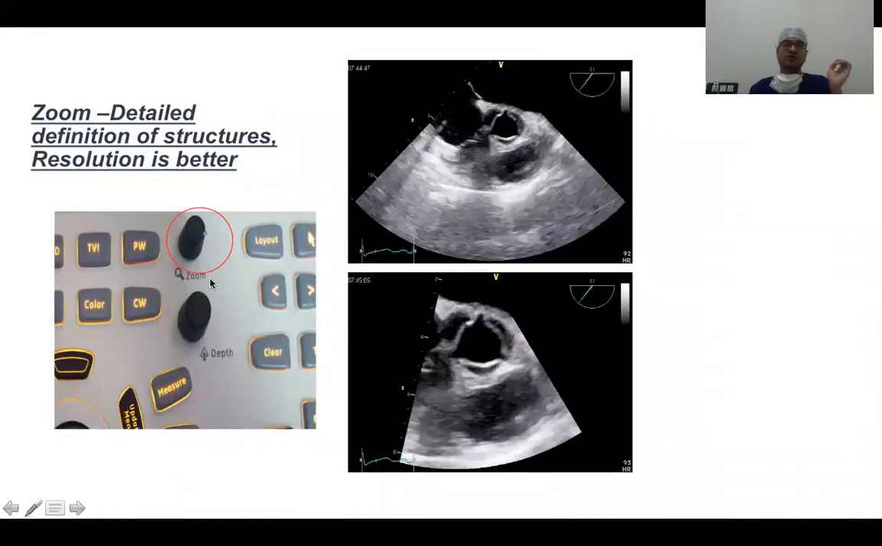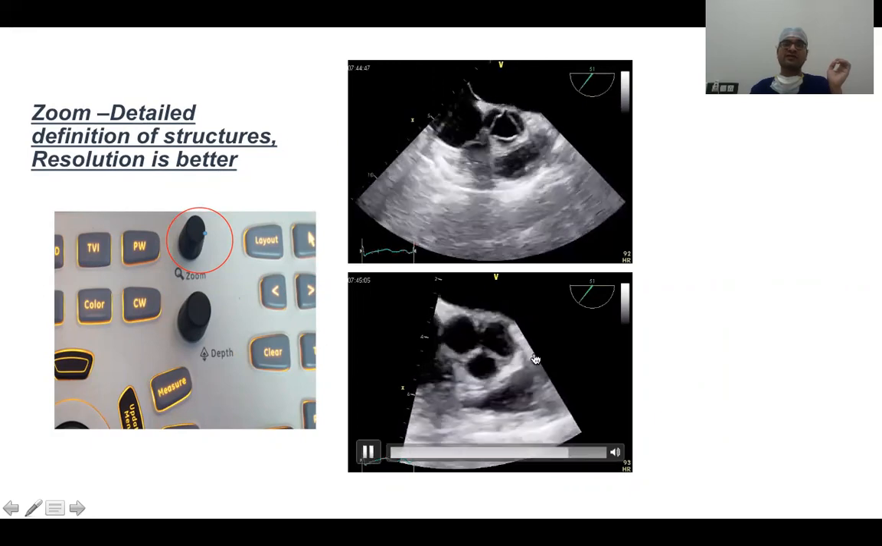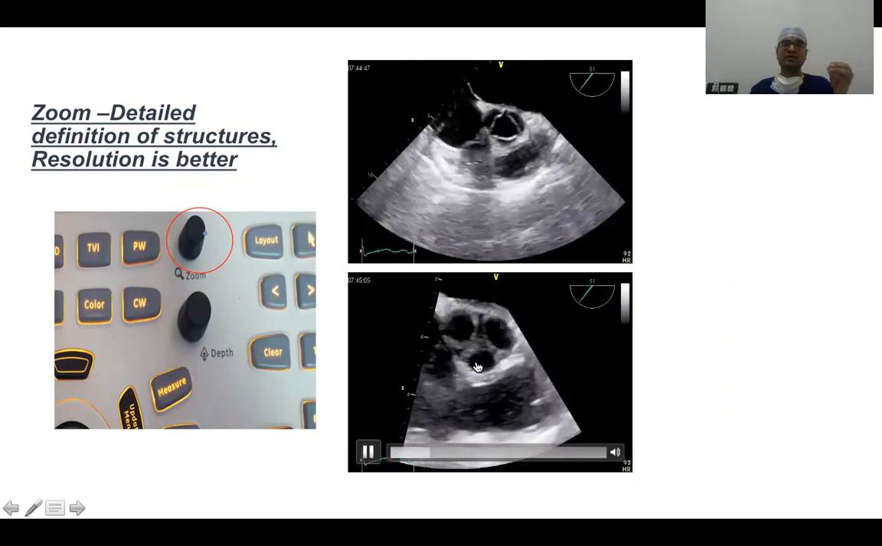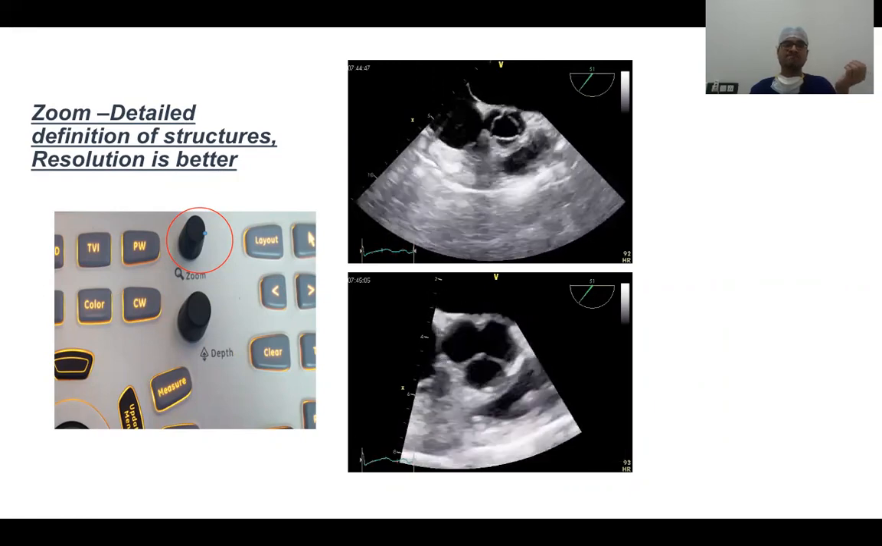Next will be zoom. The zoom function is there in the ultrasound machine to magnify the area of interest. It further helps us in delineating the anatomical structure and to see any abnormal flow in color Doppler.